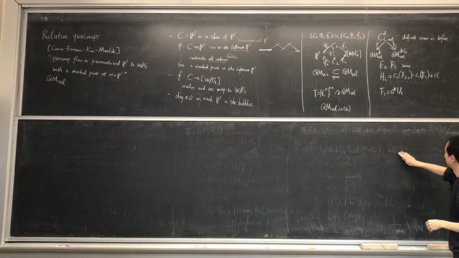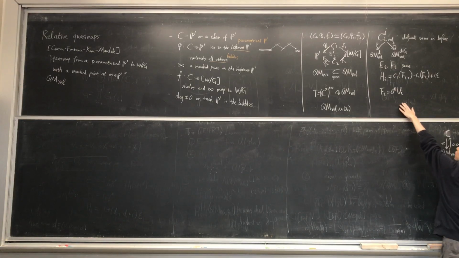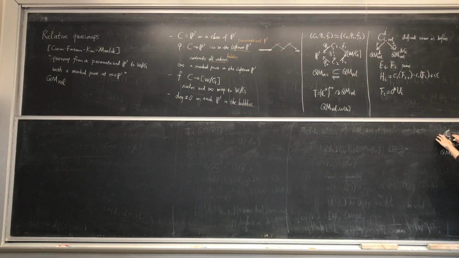I'm skipping one step here. So you have relative quasimaps, and you have the universal curve over this relative quasimap space, which I'm writing as a curly C. It has a projection to the quasimaps, and it has two sections given by 0 and by infinity. The tautological bundle Vi lives over here.